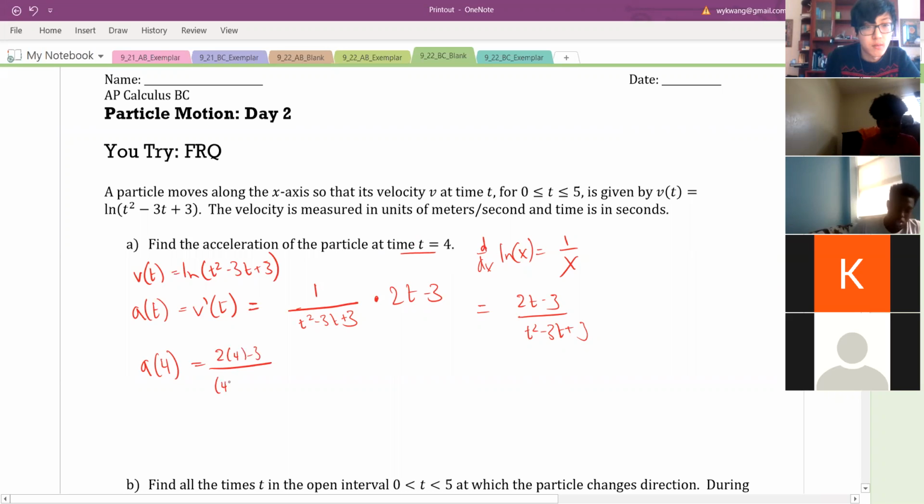Sorry for keeping everyone late. But 4 squared minus 3 times 4 plus 3. End of the story, we get 5 over 7. And then the units are meters per second squared, like we discussed with the squared.